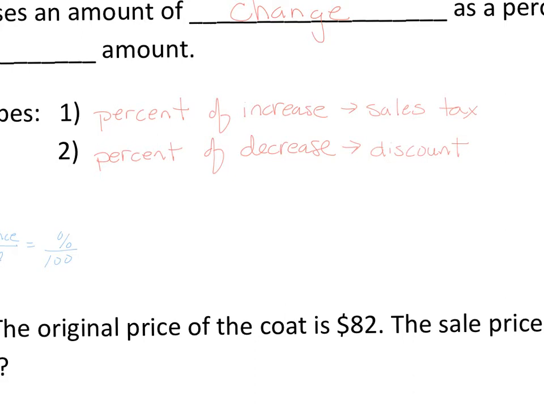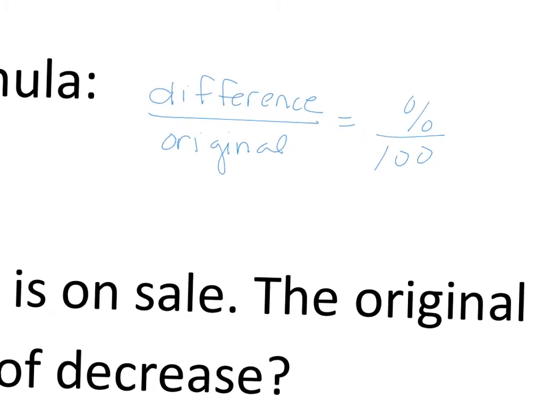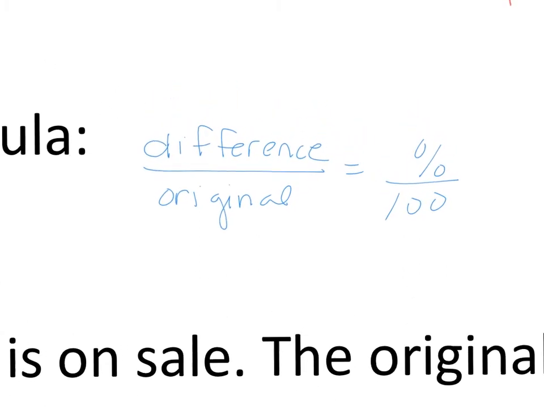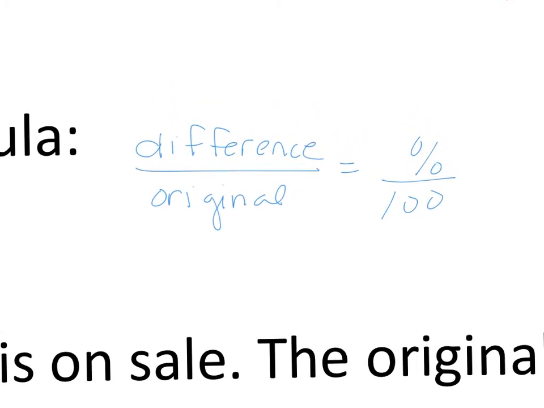There is a formula that you're going to need to know for this. I always talk about it as difference over original equals your percent out of 100. When I say difference, I am talking about subtracting the two amounts. And hopefully we know that percent is always going to be out of 100 parts.